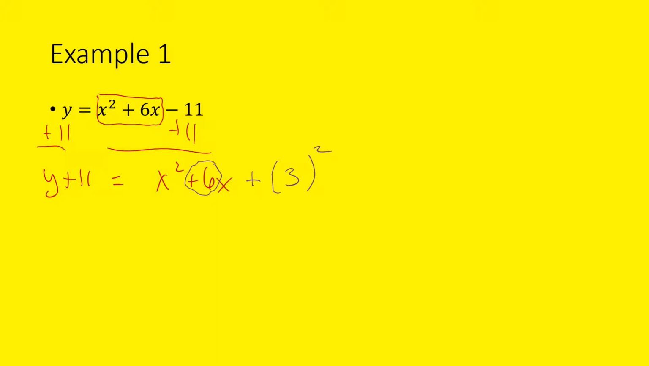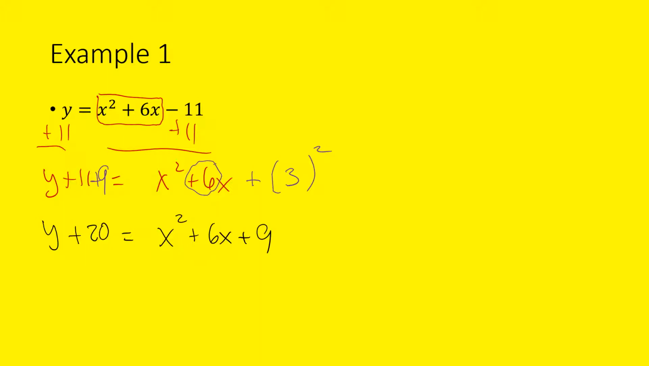And that's where you're going to add onto your quadratic side of the equation. But really what I'm doing is increasing the right side of my equation by 9. So if I add 9 units to the right side, I also have to add 9 units to the left side. So we end up with y plus 20 is equal to the quadratic x squared plus 6x plus 9.